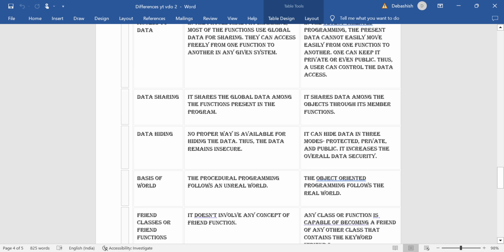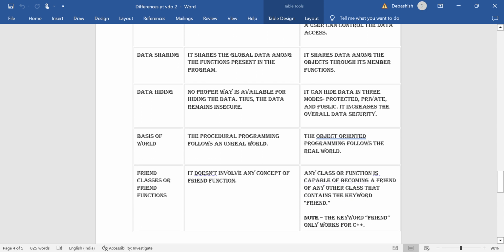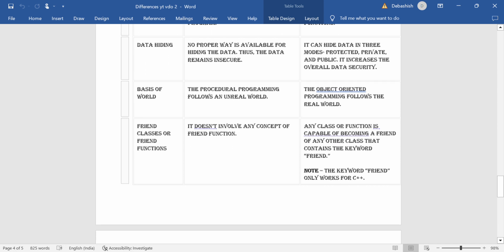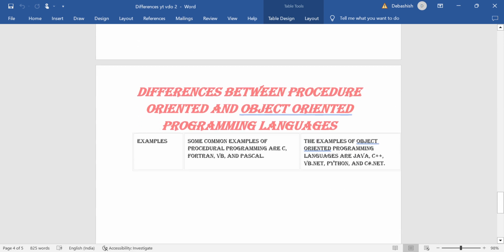Data sharing. Procedural programming shares the global data among the functions present in a program, while object-oriented programming shares data among the objects through member functions. There is no proper way of hiding data in procedural programming, while we can hide data in three modes in object-oriented programming: protected, private, and public. The basis of world. Procedural programming follows an unreal world, while object-oriented programming follows the real world. Procedural programming does not involve any concept of friend function, while object-oriented programming involves the concept of friend function.